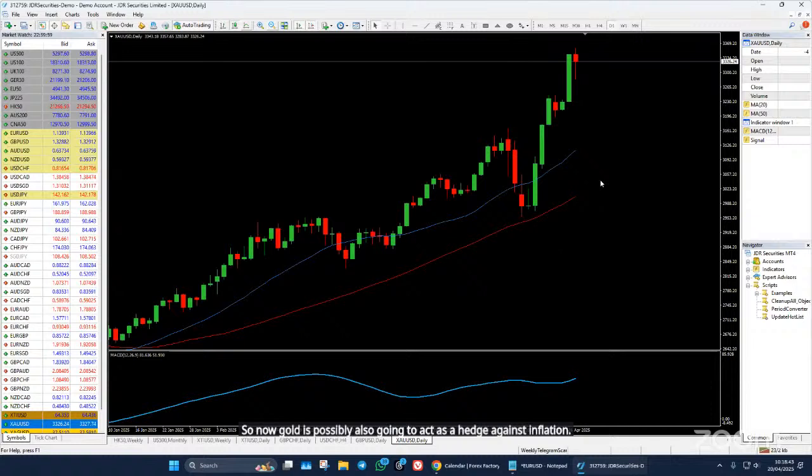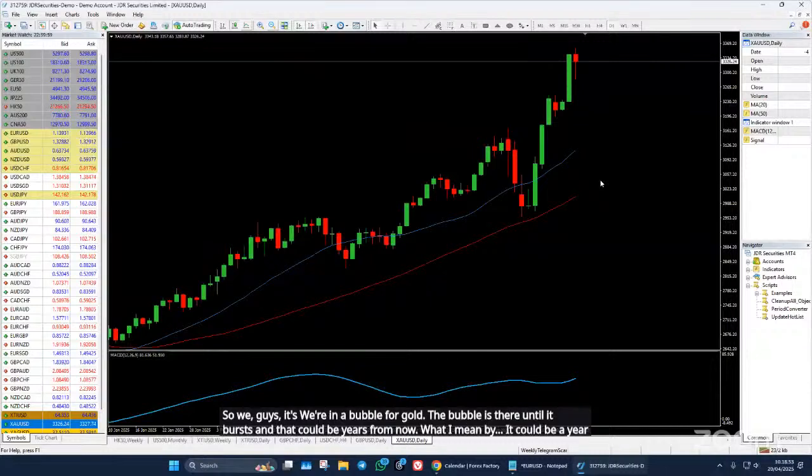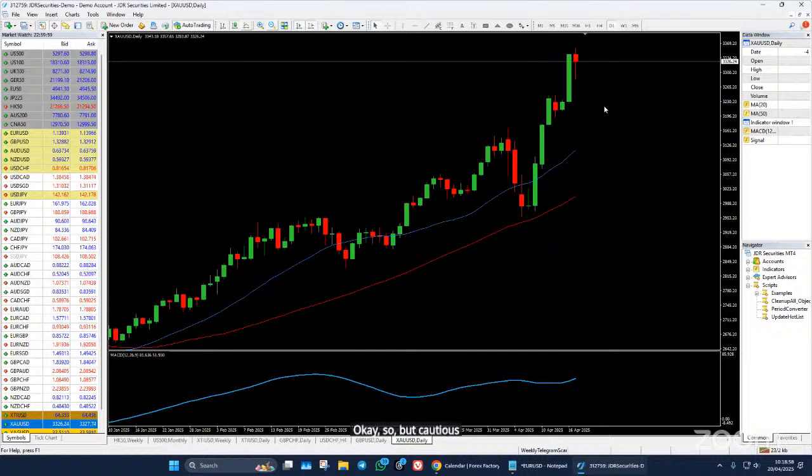So we're in a bubble for gold. The bubble is there until it bursts, and that could be years from now. It could be a year from now or 2 years from now. It doesn't just have to be a few months from now. But cautiously, I'll be bullish on it. I'll trade it, but maybe not at full 1% risk, maybe 0.5%. Cautiously, I'll make sure I take some profit, and this is more to do with trading rather than investing.